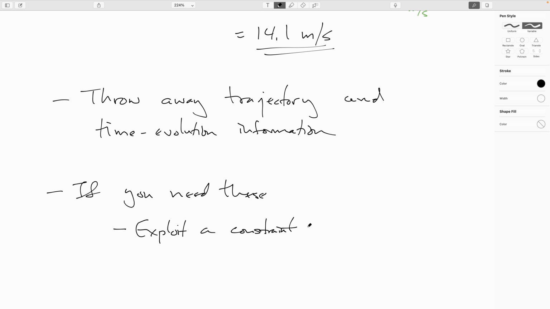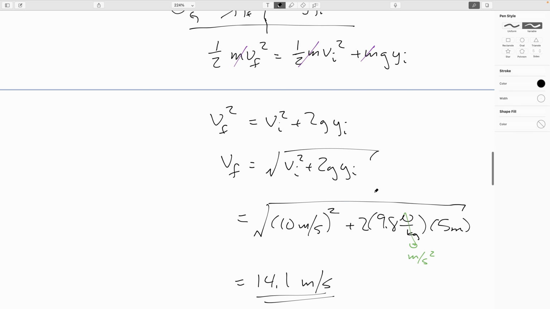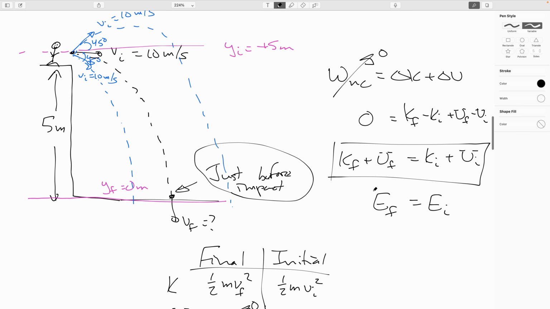I'll show an example of that in the next example. Or you just plain have to do Newton's second law. But even there, you might get lucky and only have to do some of it as opposed to all of it from before.